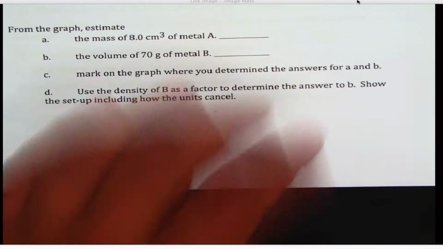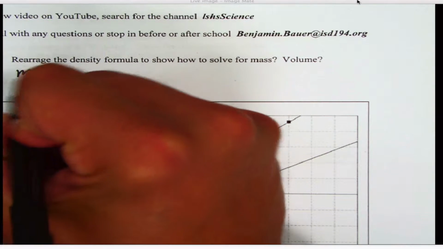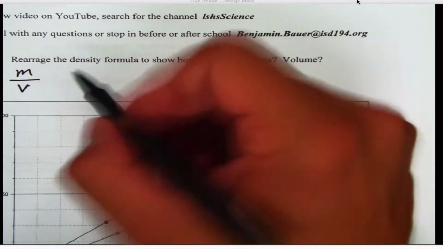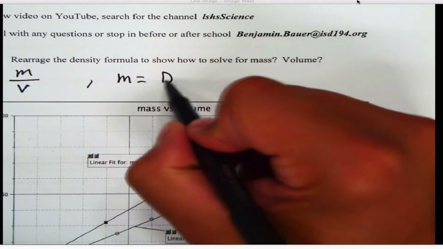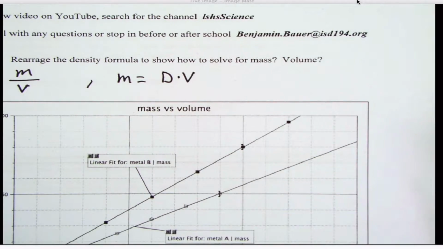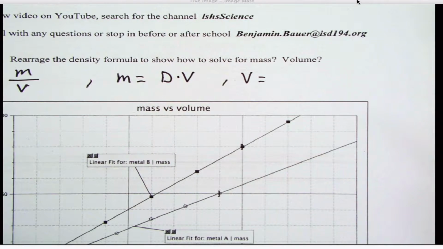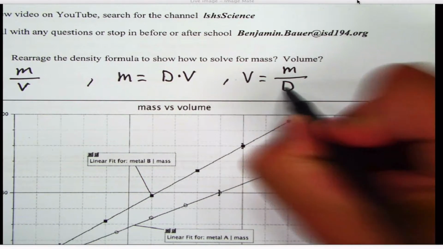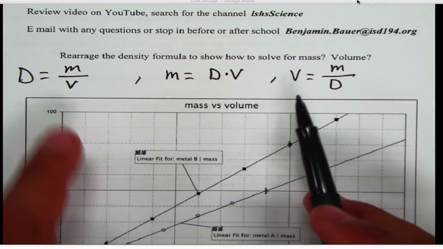Here we go. So if we're using that formula, D is equal to M over V, density is equal to mass over volume, how do we rearrange that? How do we solve for mass? Well, move the things over. So mass is equal to density times volume. And if you want to go even further, volume is equal to, which is kind of a tough rearrangement for some people, mass over density. So there's your rearrangements of the formula. Mathematically, if you don't know those, I'd write those down.